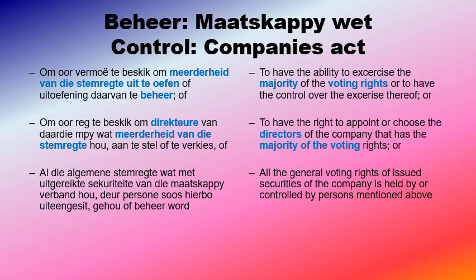So all the general voting rights of the issued securities of the company is held by or controlled by persons mentioned above. So if a company controls another company, which controls another company, then the one at the top technically also controls both other ones because they can control the middleman. Alternatively, if you can control the person who controls appointing the directors, or the majority of the directors, then you also have control over the company without owning any shares even in the company.